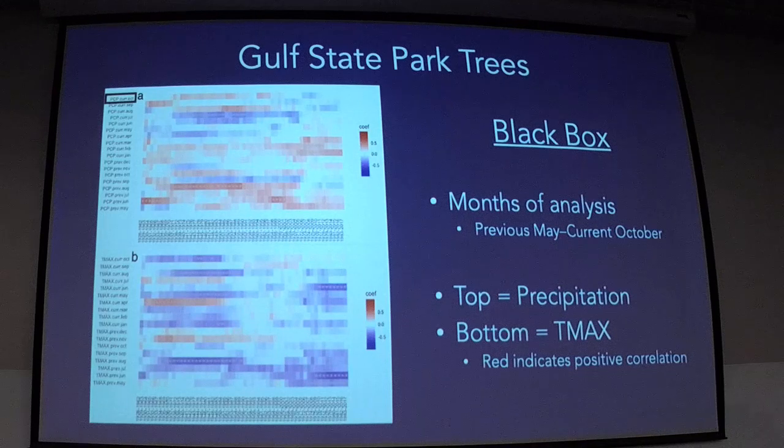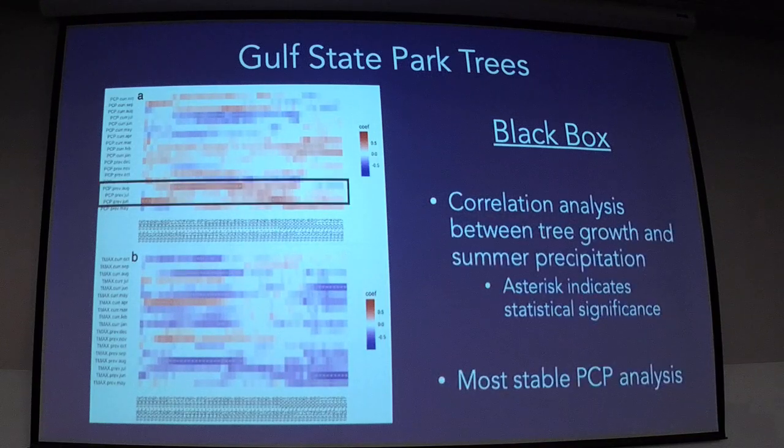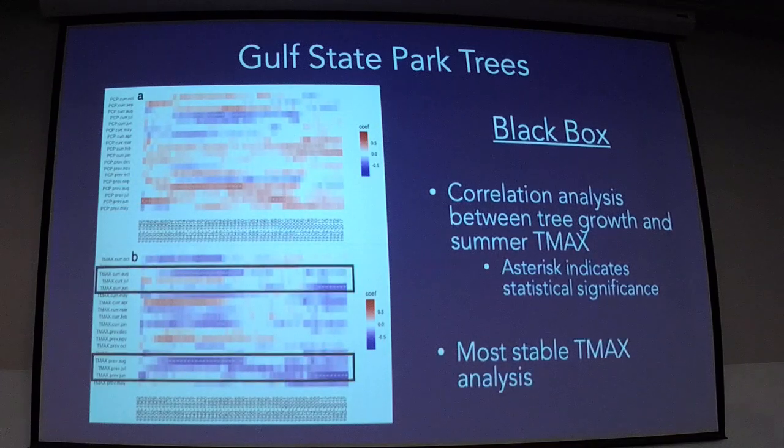So we like to look at correlation analyses of the previous year because previous year's water is very important to trees. So for precipitation, that comes in really handy because the strongest correlations with precipitation are actually in the previous year's summer. This is the most stable through time, and it is the strongest precipitation analysis for these trees. The good news is we also see that for temperature. It's more significant or stronger for the previous summer, but it's also true for the current summer.